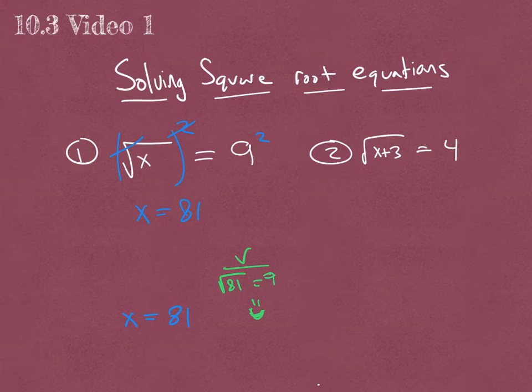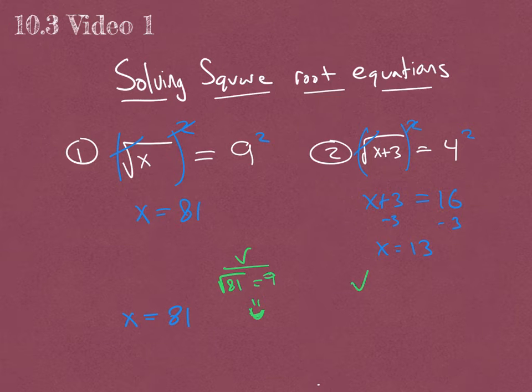I'm going to go through the same process. What I want to do is free this x plus 3 from the square root. So I'm going to square both sides, and I get x plus 3 equals 16. The square and the square root cancel. And then I just subtract 3 from both sides, and I get x equals 13.